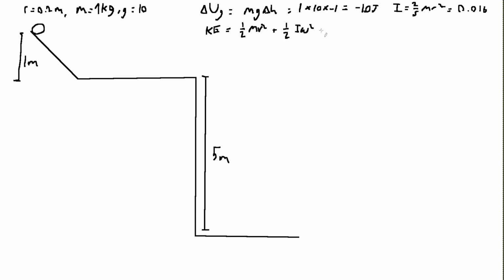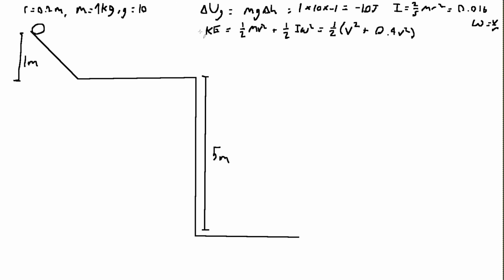So we can plug in all of our numbers here, right? And we get 1/2. I'm going to pull out the 1/2. M is 1, so just v squared, plus, and remember, omega equals v over r. That's important here. Plus, because we want to get it all in terms of v, 0.016 times v squared over 0.04. Now that 0.04 and that 0.016 cancel out, and we get plus 0.4 v squared.